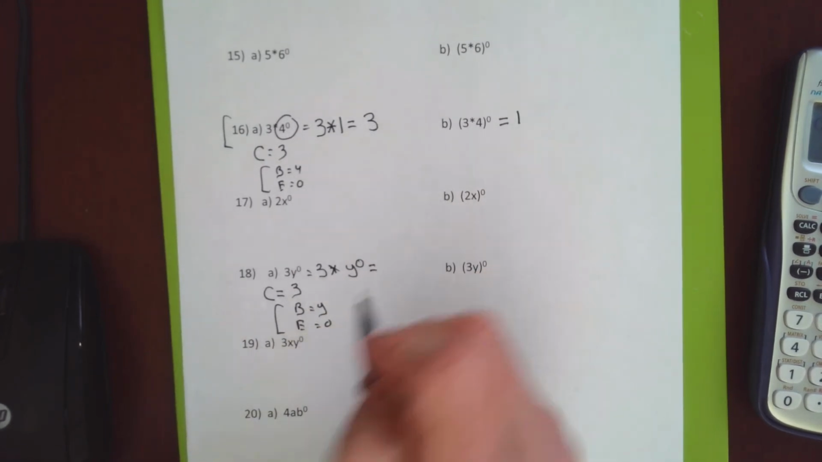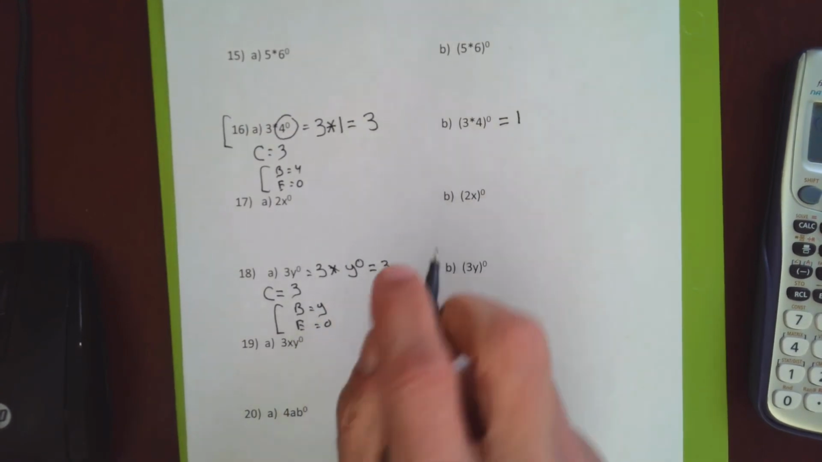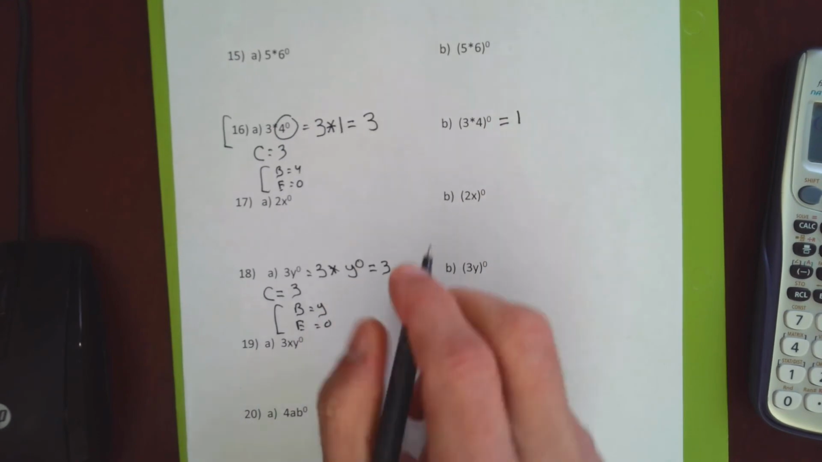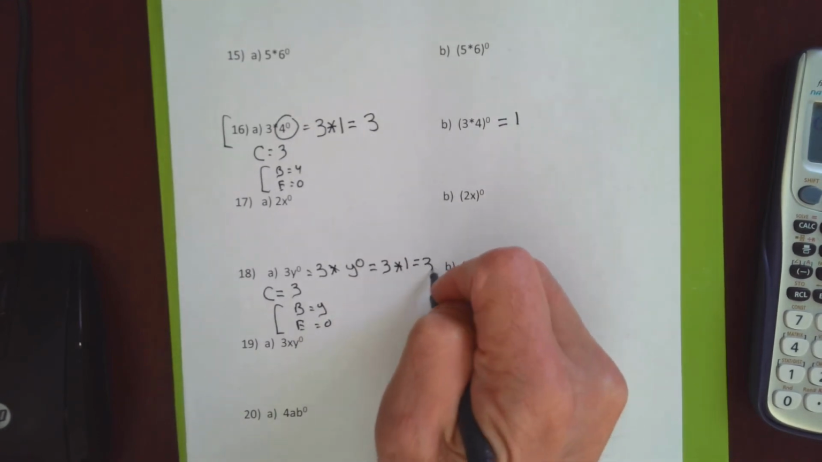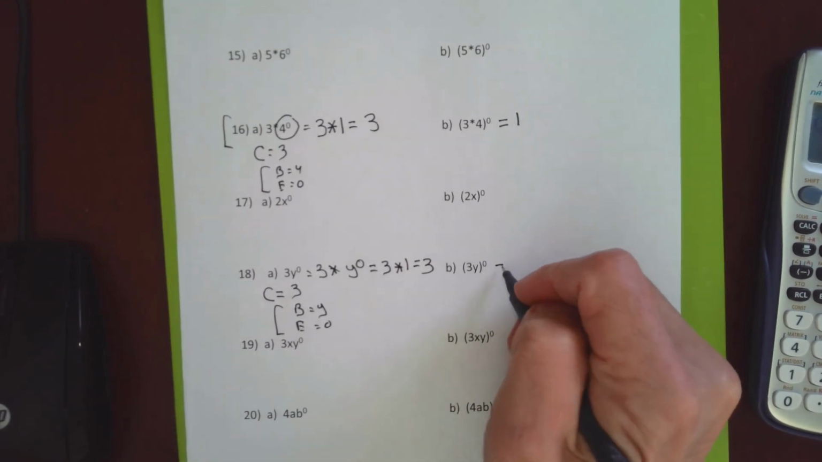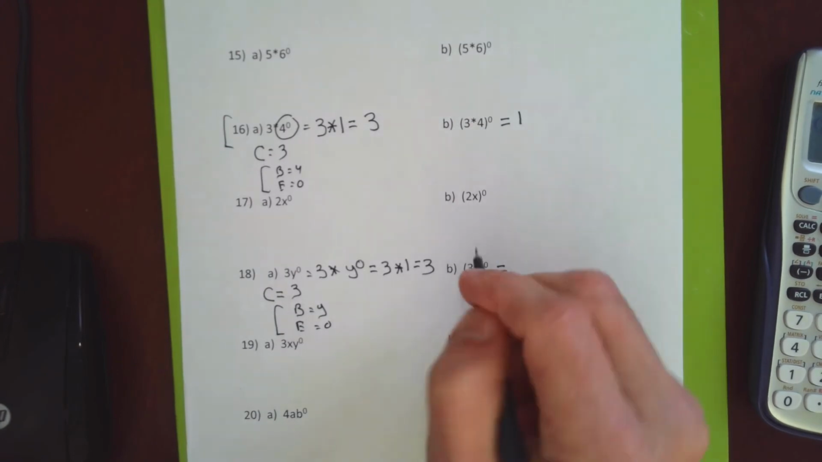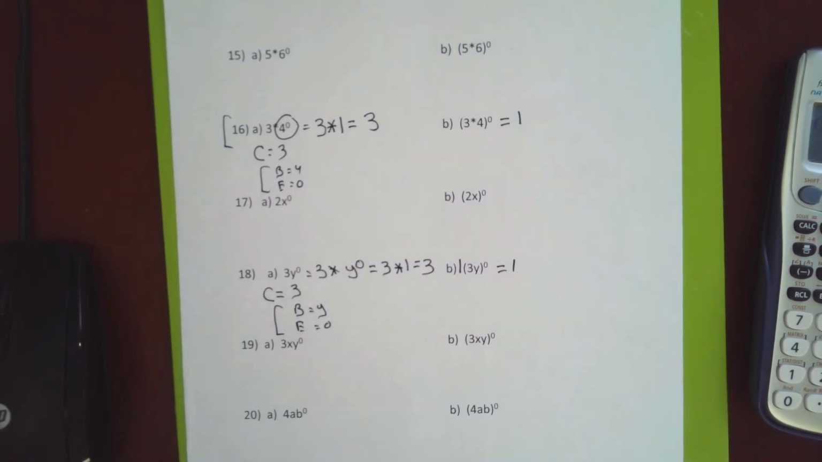Order of operations, when you're simplifying, you do the exponent first. The y to the 0 power is a positive letter, 0 exponent. It's equal to 1. And 3 times 1 is 3. Part B, parentheses with a 0 exponent with an implied coefficient of 1, always simplify to 1.